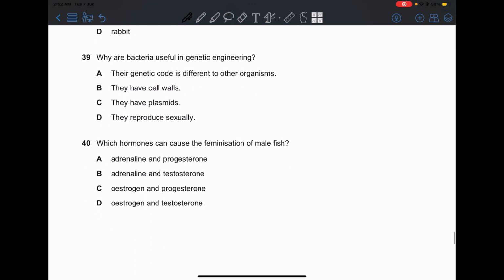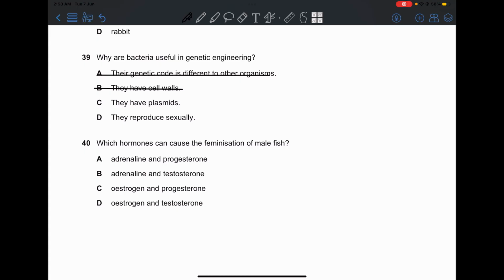Now 39, why are bacteria useful in genetic engineering? A, their genetic code is different. Now this is incorrect. We know that they have a universal genetic code. Now B, they have cell walls. This is not a specific feature so that they can be useful in genetic engineering, so this is incorrect.